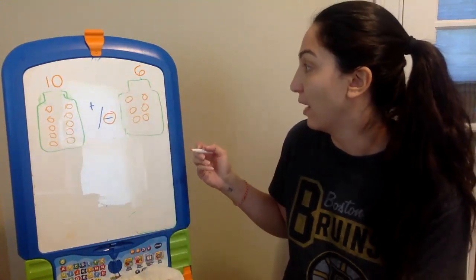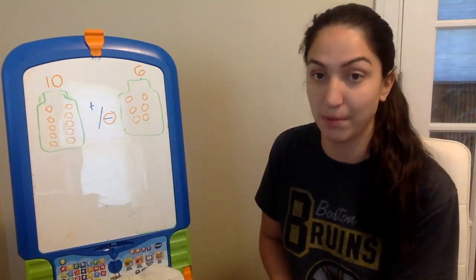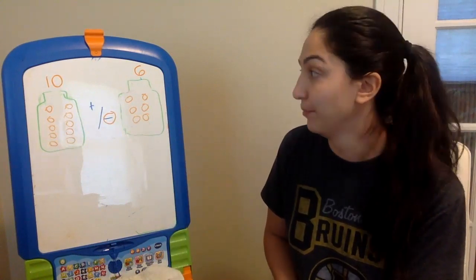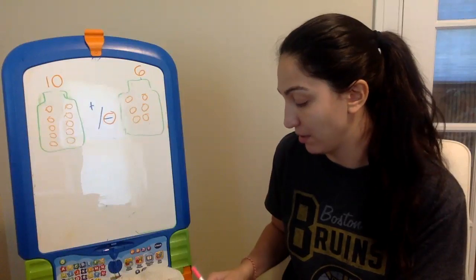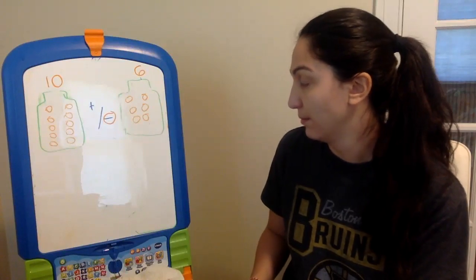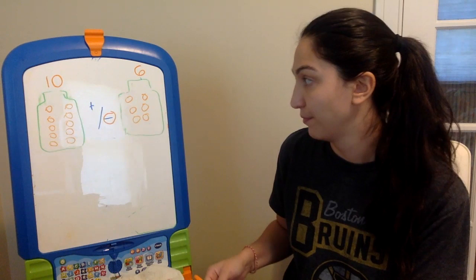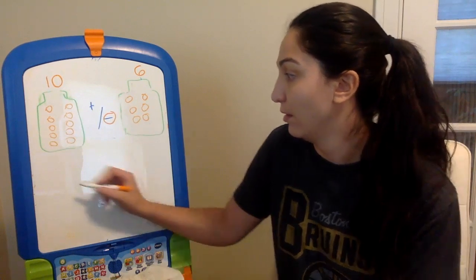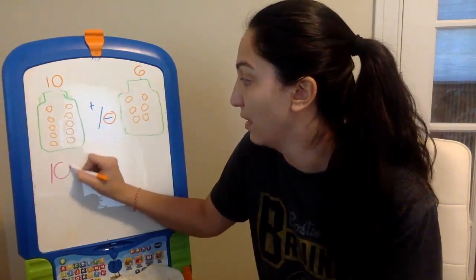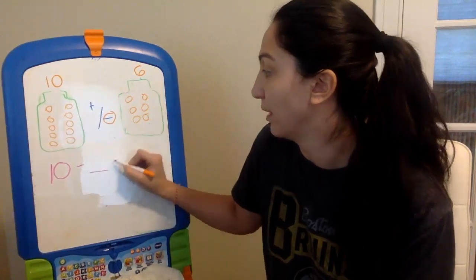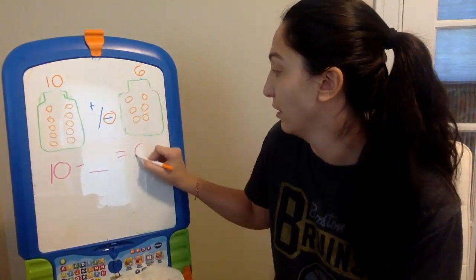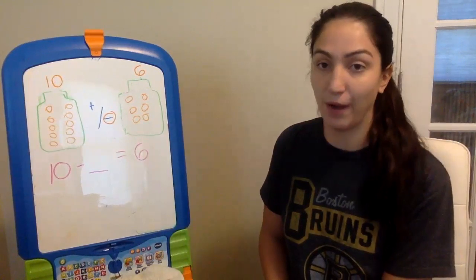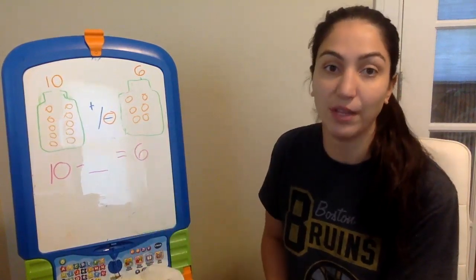Okay, I want you to think about what my number sentence would be. What would my number sentence be? So if you said 10 minus blank equals 6, then you are correct. Now let's solve for the unknown.